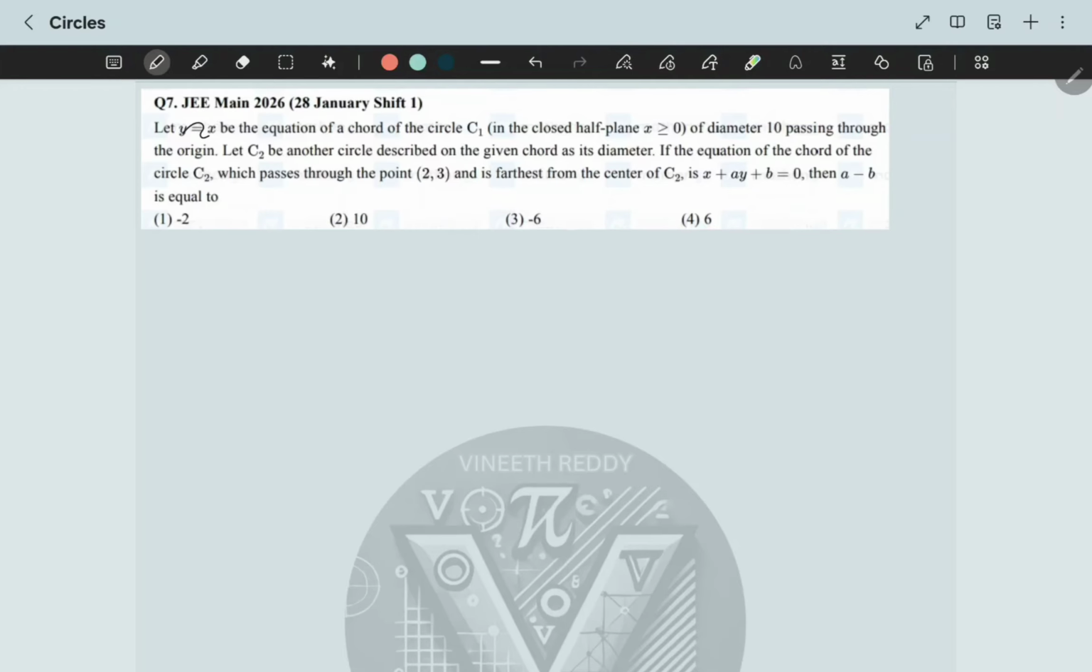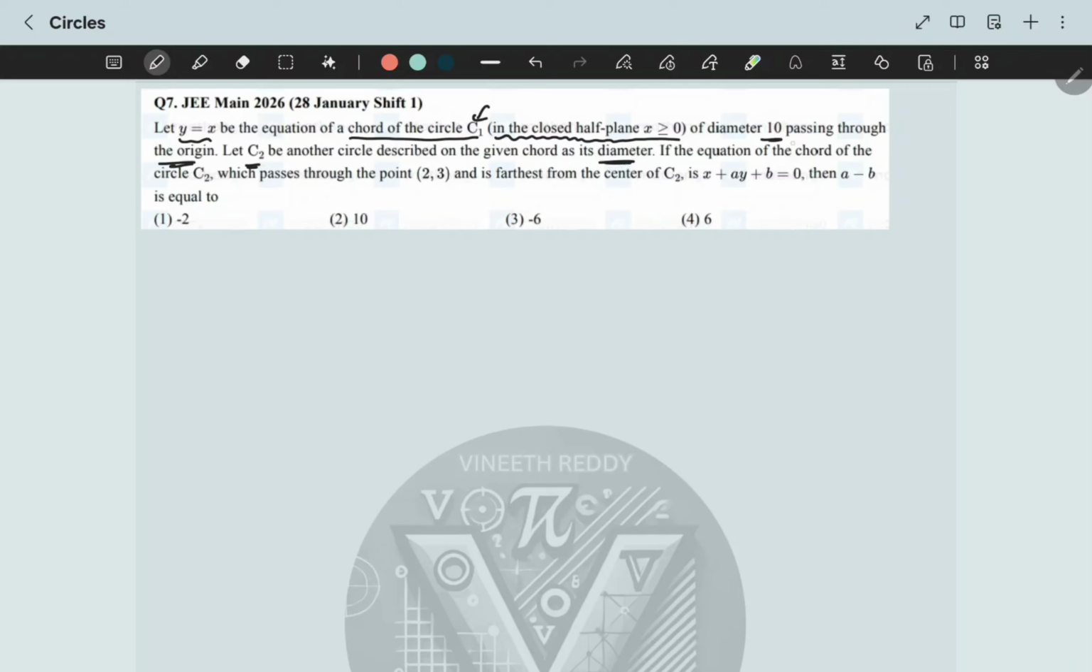So dear students, next question is: let y equal to x be the equation of a chord of the circle C1. This circle is in the closed half plane, that means x should be greater than or equal to 0. X coordinate of any point on the circle should be either 0 or positive. Diameter is 10, passing through the origin. This circle is passing through the origin. Let C2 be another circle described on the given chord as its diameter.